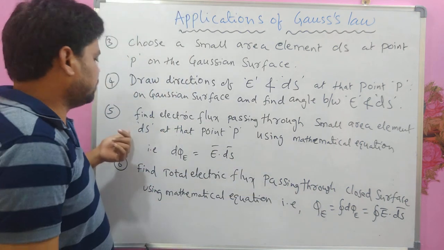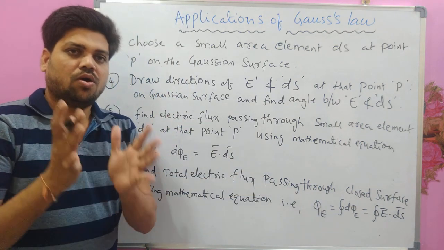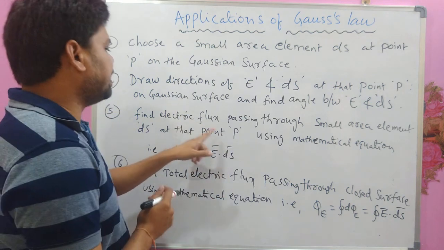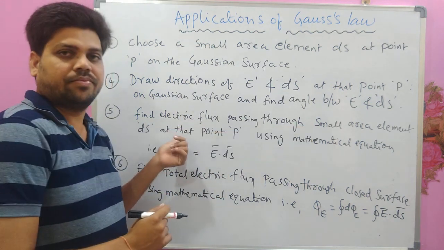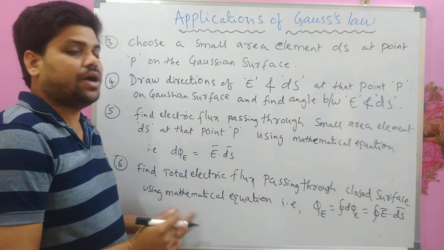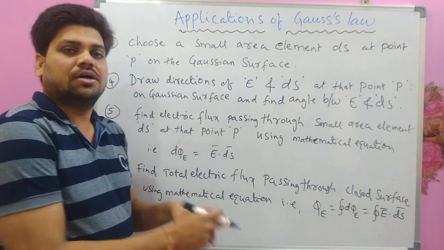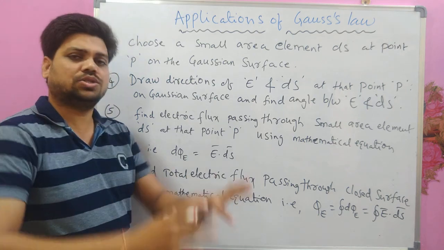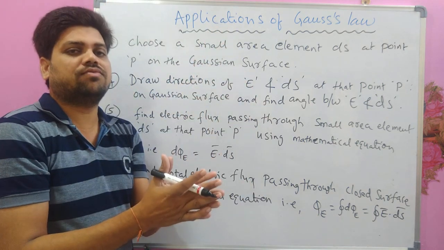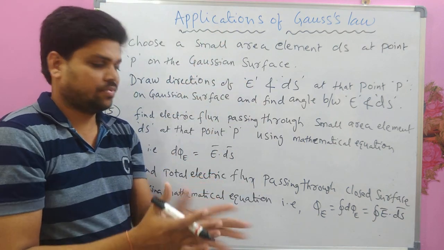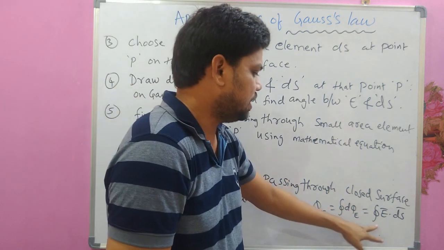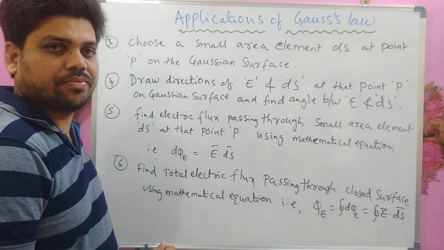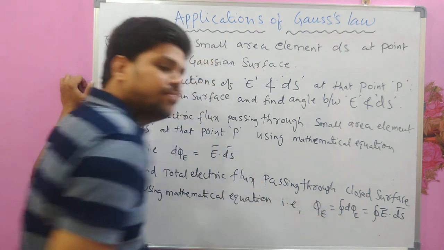See, in the fifth step you have found only the electric flux passing through small area element ds. And in the sixth step you are integrating that so that you would get electric flux passing through the entire closed surface. Phi E equal to integral E dot ds, or integral d phi E.